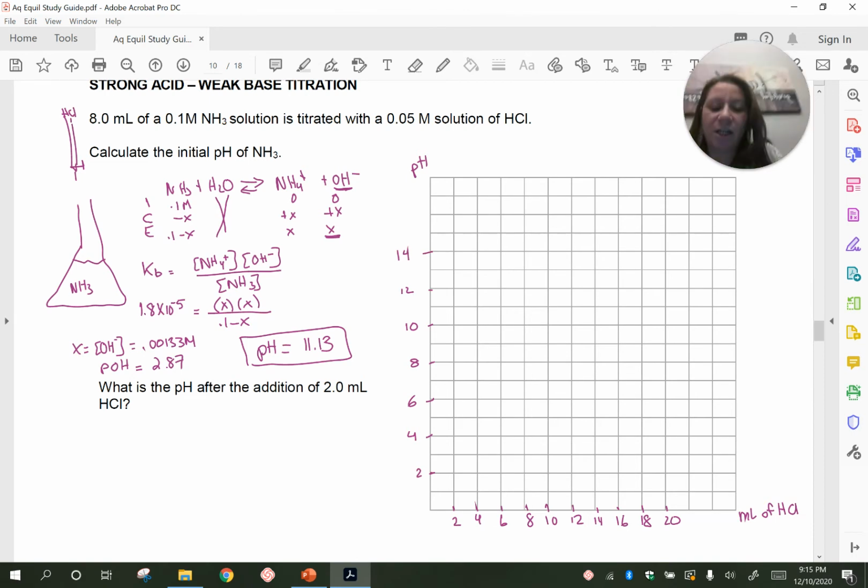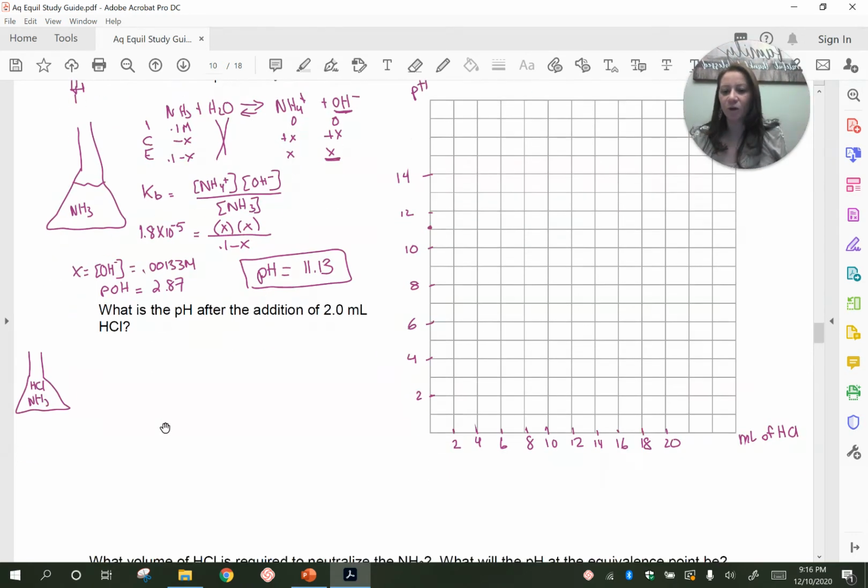So let's see. Initially at volume of acid equal to 0, our pH is 11.13. So probably right there. Okay, so that's our initial pH. Now let's see what happens when you start adding some HCl into your flask. So now we are going to take our ammonia and we're going to add some HCl to it. So we're going to add 2 milliliters of the HCl.